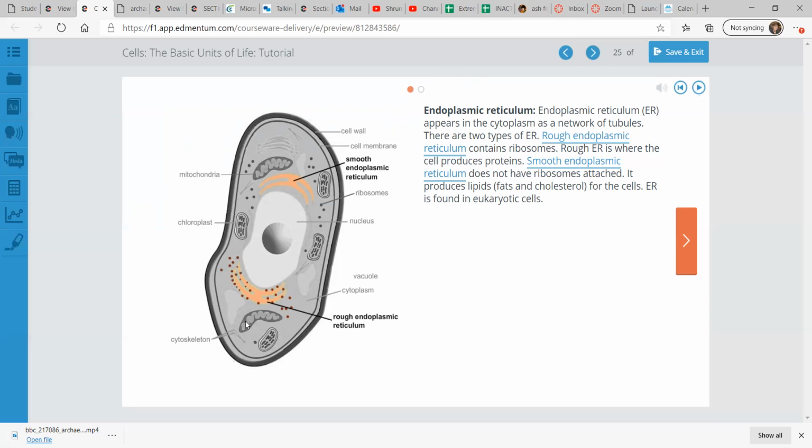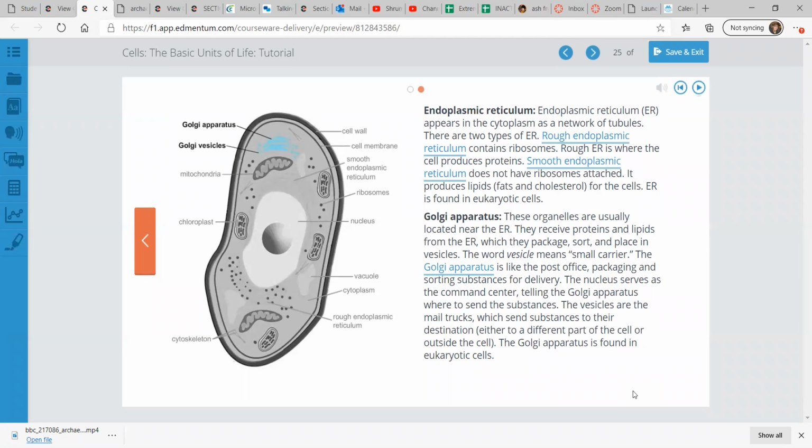So here you can get a visual. We have the rough endoplasmic reticulum with all the little ribosomes creating proteins. And then over here we have the smooth endoplasmic reticulum. And those do not have ribosomes, and that creates lipids, or otherwise known as fats and cholesterol for the cell. So both parts, very important for cell function.